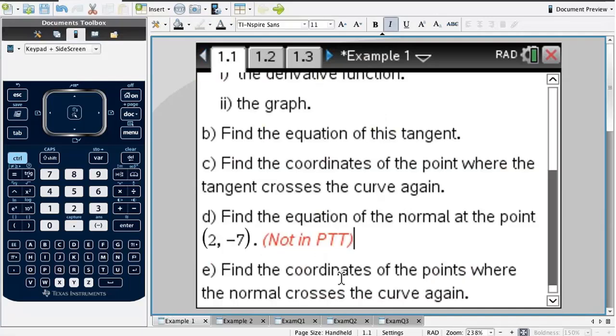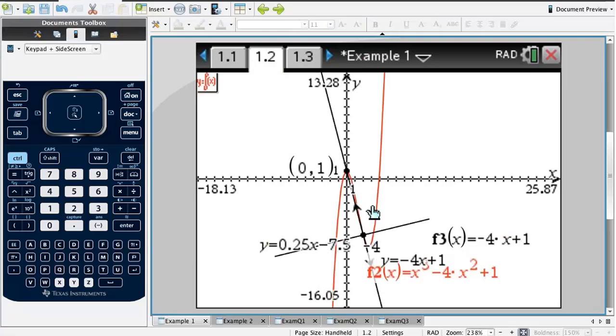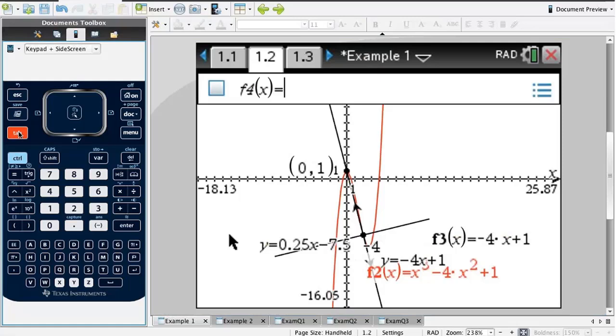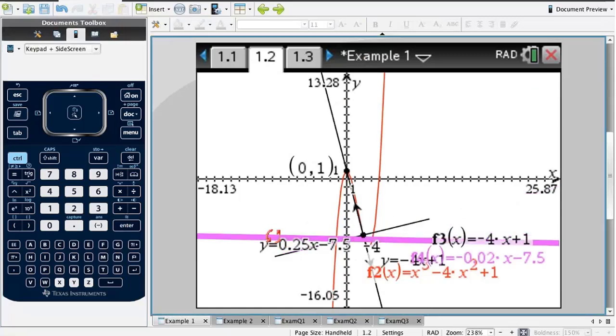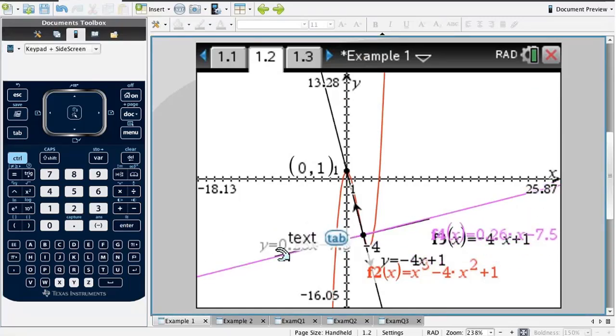Okay, find the coordinates of the point where the normal crosses the curve again. Even though I can see where it's crossing, for whatever reason, it doesn't seem to like me trying to find the intersection, so I'm going to graph that line again. So press tab, 0.25x minus 7.5, and there's a nice long line. And now I can find my intersection a lot more clearly.